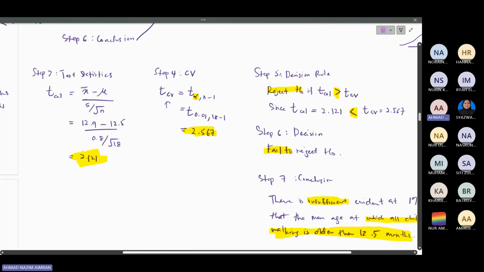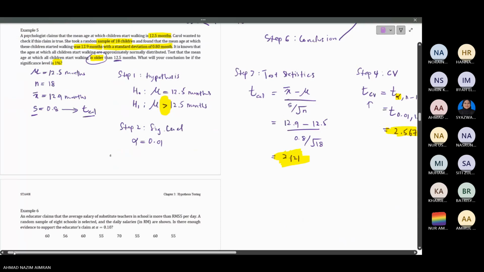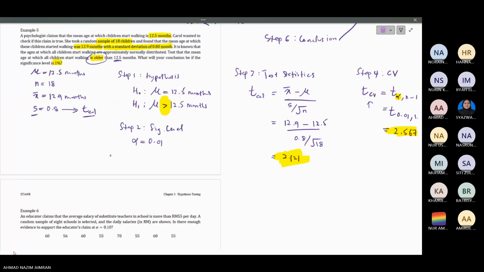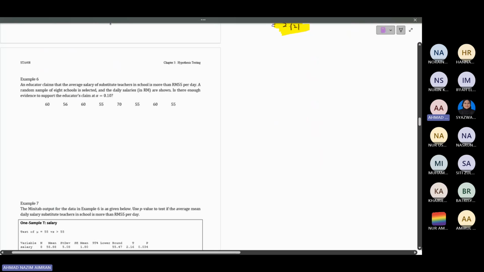Any question? No question? Okay, we have two examples left. So I will just proceed with the next example, example number 6.